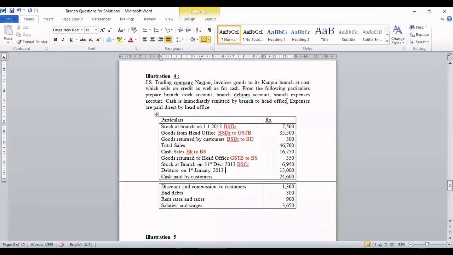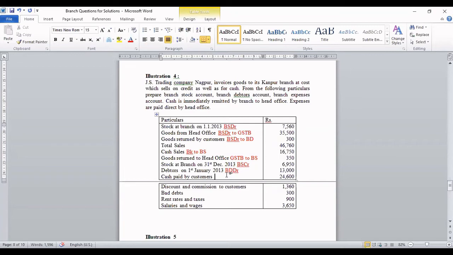Debtors on 1st Jan. This is what, beta? Debtors opening balance. So branch debtors debit side. Very good. Am I going very fast? No, sir. Okay, fine. Continue.